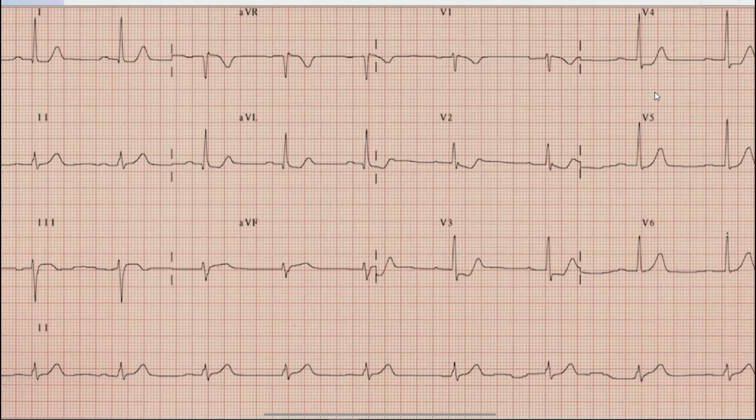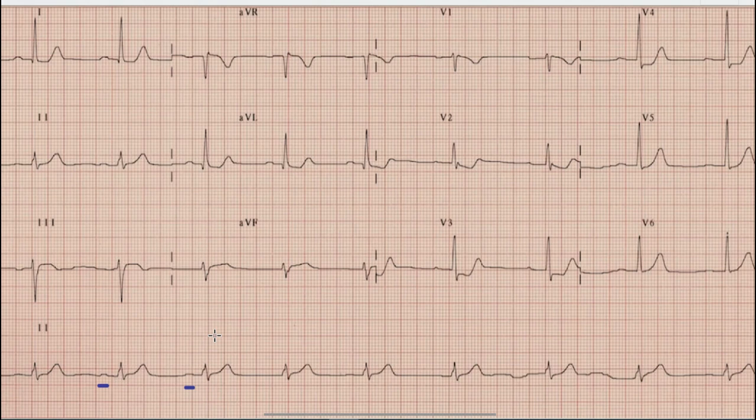Now starting with the discussion, as you know, the first thing which we look at on an ECG is rhythm. For rhythm, we look at the rhythm strip, that is a long lead at the bottom of the ECG. Here you can see that there are prominent P waves before the QRS complexes. So we can say that this is a sinus rhythm.